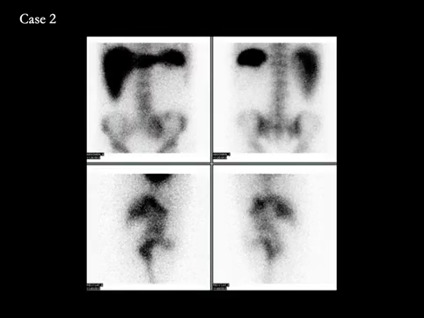Case number 2 shows spot views of the abdomen and pelvis in anterior, posterior, right lateral and left lateral projections. In addition to physiologic uptake in the spleen, liver and bone marrow, we see a round focus of abnormal accumulation of indium labeled white blood cells located anteriorly in the pelvis in the left lower quadrant. This was later found to be a site of active infection or abscess formation.